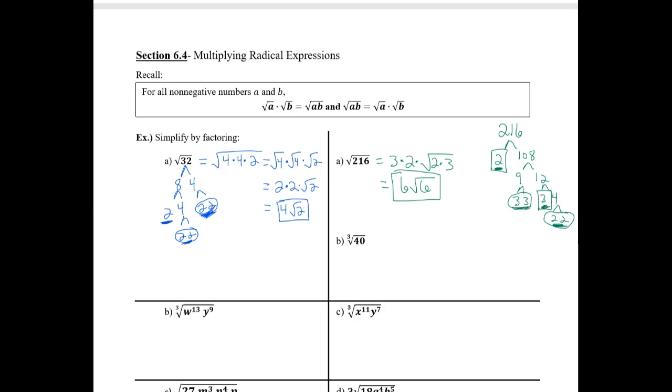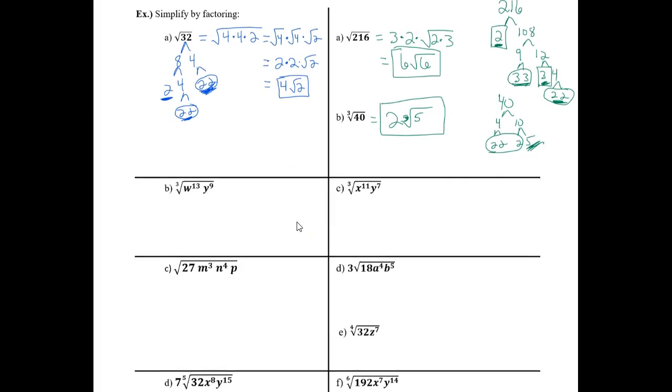Alright, the cube root of 40. Again, I'm factoring 40. 40 is 4 times 10. 4 is 2 times 2. 10 is 2 times 5. Now I'm looking for cubes. Something times itself 3 times. I see 3 2's. I can take the cube root of 2 cubed and get 2. This 5 is not a perfect cube. It'll stay underneath the radical. And again, make sure you're putting back this 3 here to show it is a cube root and not a square root.